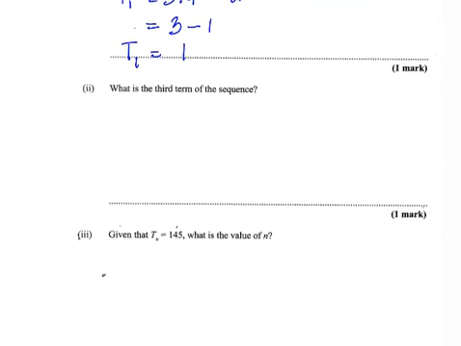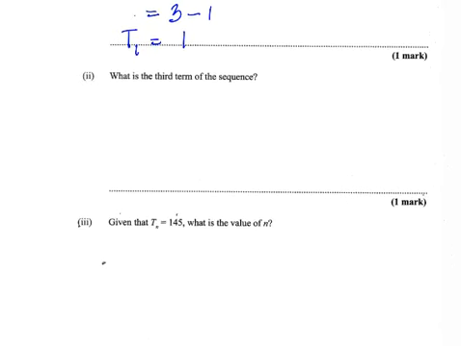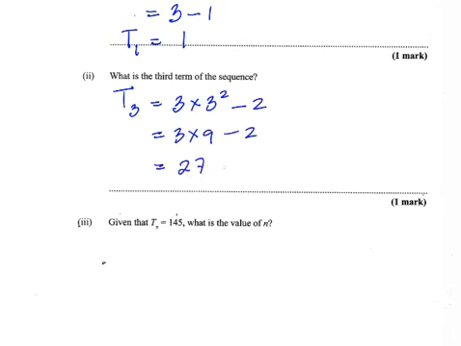The second part of the question says, what is the third term of the sequence? So the third term is when n is 3. So T3 is equal to 3 times 3 squared minus 2. 3 squared is 9. So this is 3 times 9 minus 2. This is 27 minus 2, which is 25. So the third term in the sequence is 25.